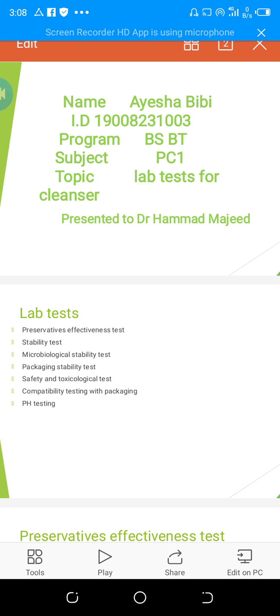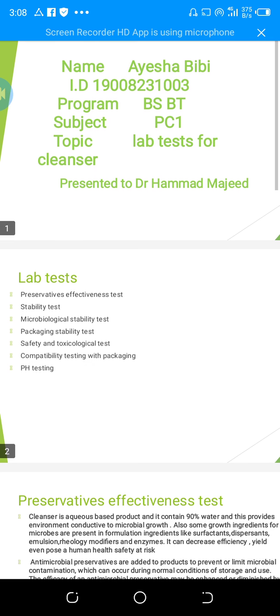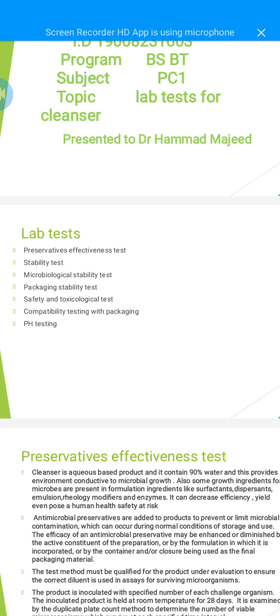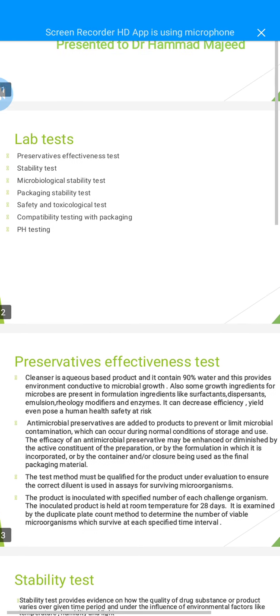Today the topic of my presentation is lab tests for the cleanser. There are some tests for cosmetic products. The first is the preservative effectiveness test, then the stability test, microbiological stability test, packaging stability test, safety and toxicological test, compatibility testing with packaging, and then pH testing.